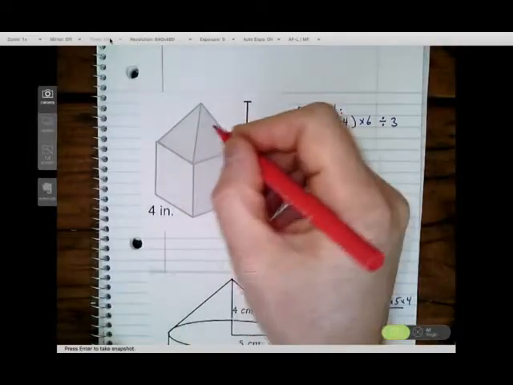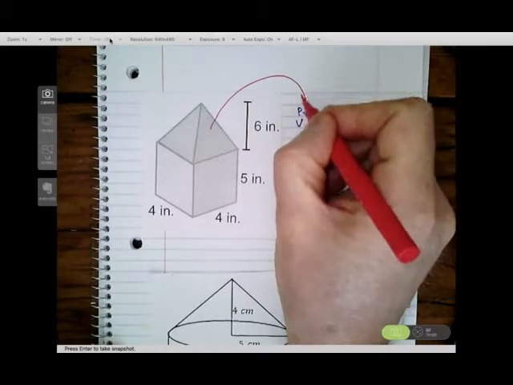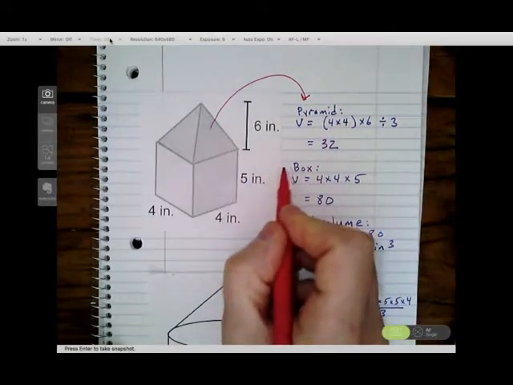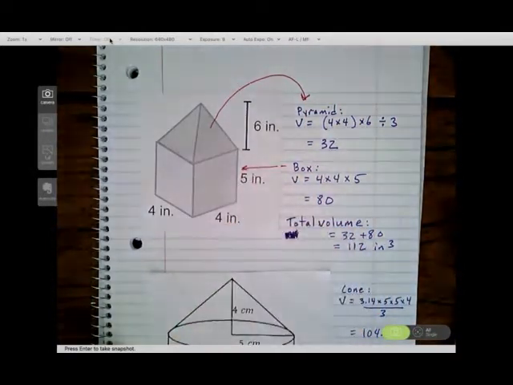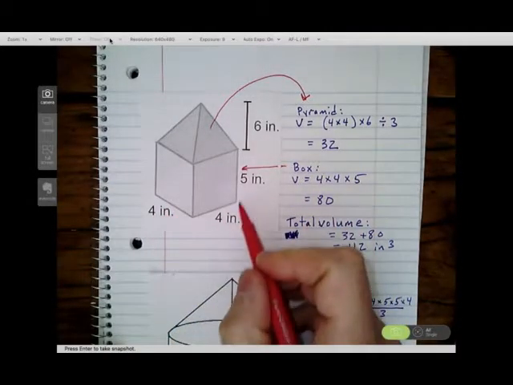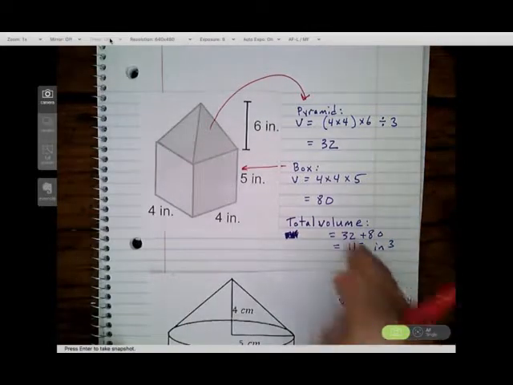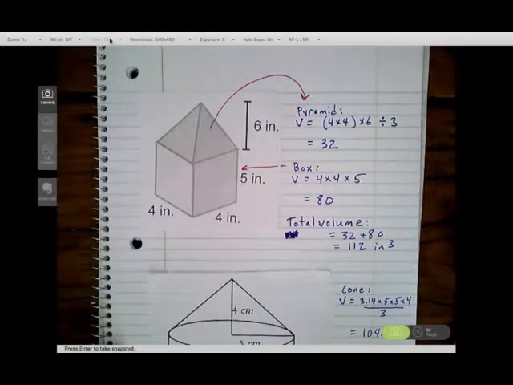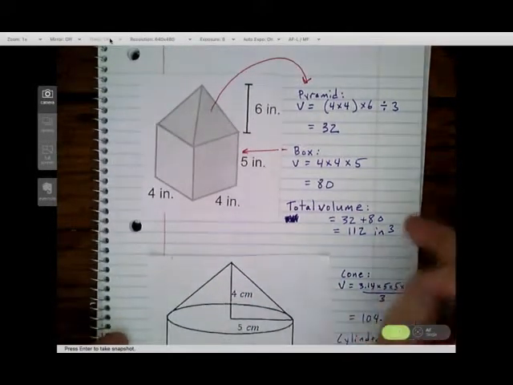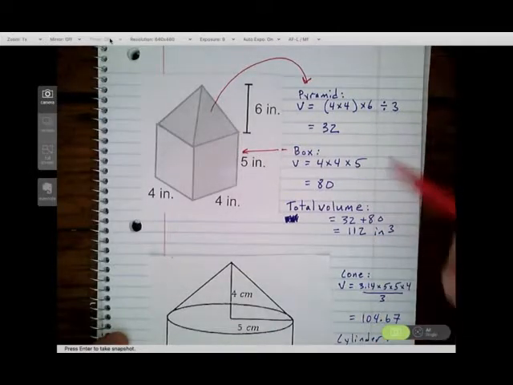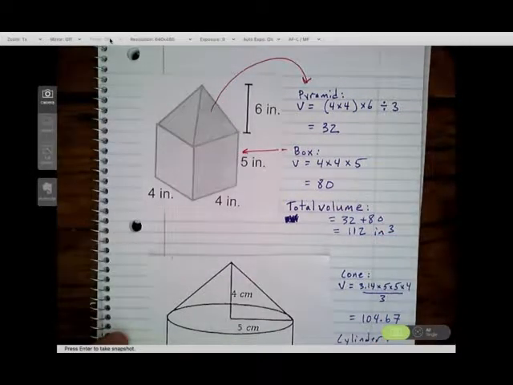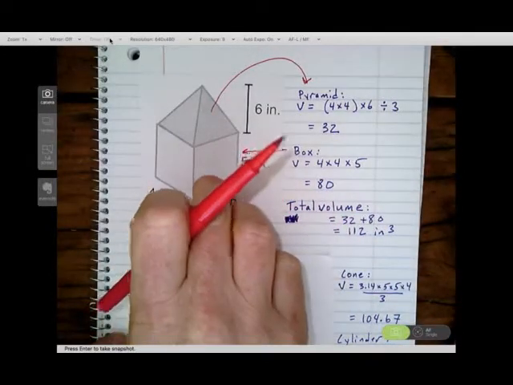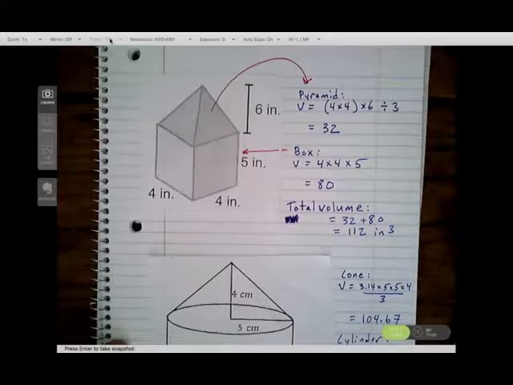Okay, so that's the pyramid. Okay, that's this. Now we got to do the box. And then we're going to find those volumes and add them up. Okay, so the box is just length times width times height. 4 times 4 times 5, which is 80. And the total volume, pardon my messiness here, is going to be these two numbers added up. So 32 plus 80 is 112 cubic inches. So just again, break them up into shapes that you know how to find the volume of. Find those volumes, add them up.